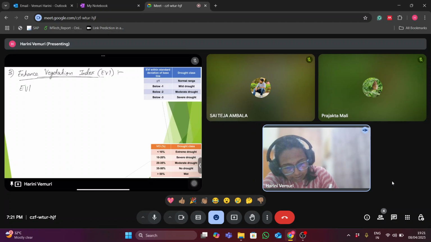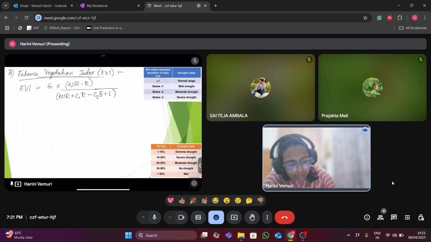So EVI is equal to G into NIR minus R by NIR plus C1 into R minus C2 into B plus L. Generally the data for this is obtained from the MODIS satellite. B is the blue band, G is the gain factor, C1, C2 are the coefficients, and L is the canopy background adjustment factor.